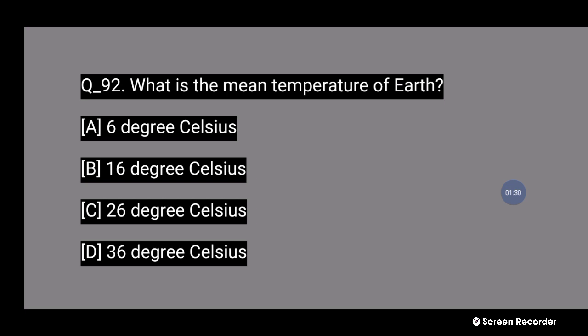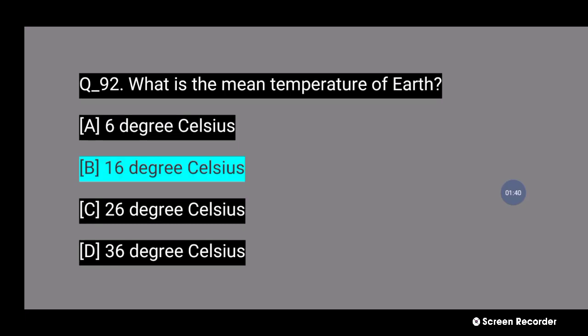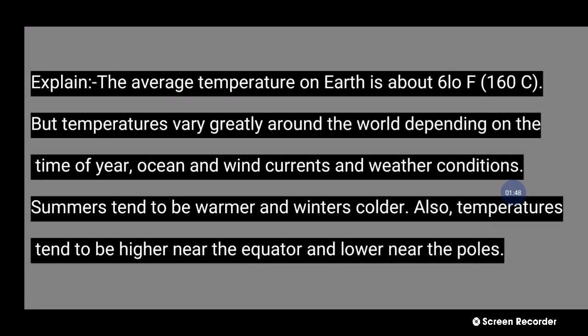এই চারটি অপশনের মধ্যে কোনটি হবে? Number B, 16 degrees Celsius, which is the mean temperature of earth. Question 92 explanation: the average temperature of earth is about 60 to 61 degrees F, and 16 degrees Celsius, but temperature varies greatly around the world depending on the time of year, ocean and wind currents and the weather conditions.